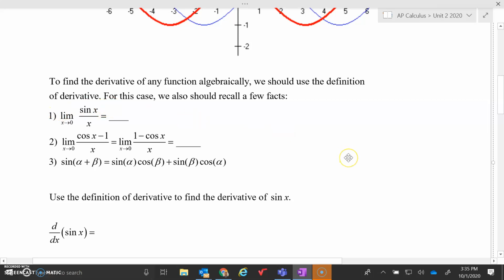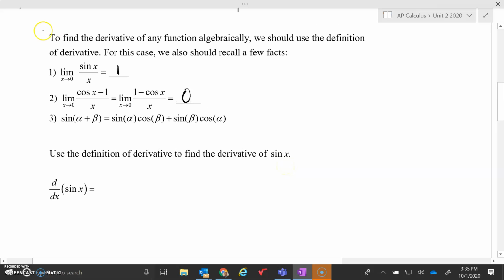For this case, we should also recall a few facts. We should recall that the following pieces of information are true. The limit as x approaches 0 of sine x over x is 1. And the limit of either one of these, cosine x minus 1 or 1 minus cosine x, all over x, is going to be 0. And then we're going to need one more theorem, which I guess is a sum of angles property, a trig identity that you would have known back in the day. We're not going to use that a ton, but it is going to be helpful in this proof.